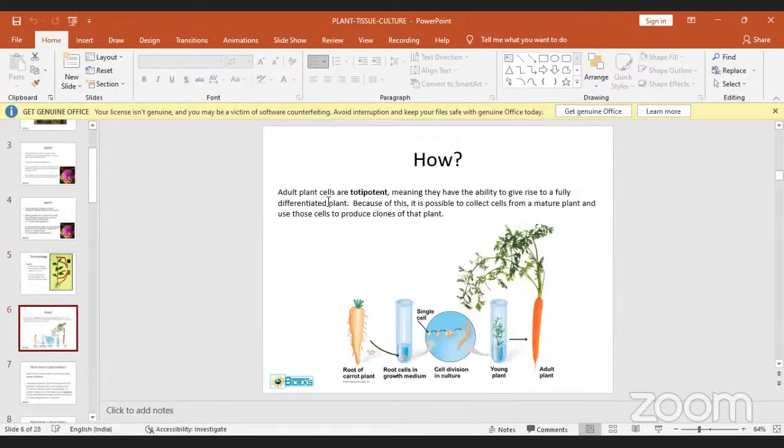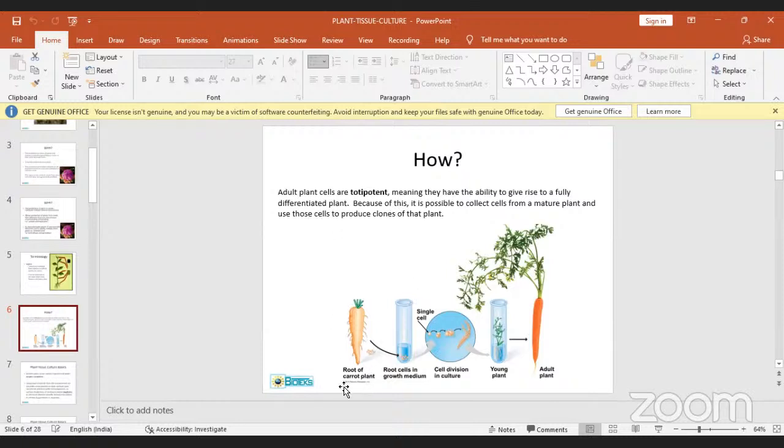So the adult plant cells are totipotent, meaning they have the ability to give rise to a fully differentiated plant. What is totipotency? Adult plant cells have the capacity, meaning they have the ability to give rise to a fully differentiated plant. Because of this, it is possible to collect cells from the mature plant and use these cells to produce clones of the plants.